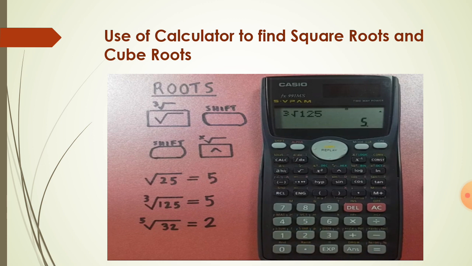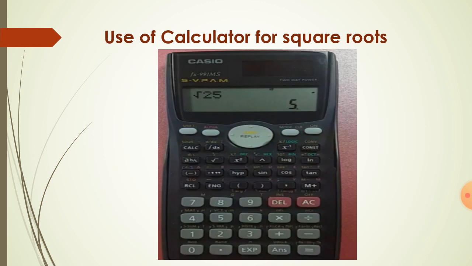Use of a calculator to find square roots and cube roots. In the calculator you can see there is a sign of cube root as well as square root. First we are going to learn how to solve the cube roots. There is a sign of cube root. You can press that and type any number. Suppose we have taken 125 and the answer will be 5. It is too easy to get the answer from the calculator.